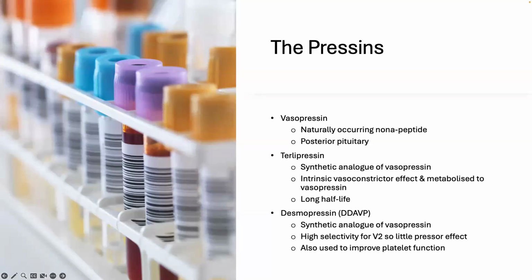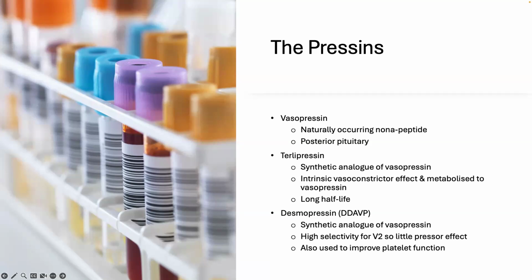So just a reminder about the pressins. So vasopressin is a naturally occurring peptide and is produced in the posterior pituitary. Terlipressin is a synthetic analog of vasopressin. I don't know if you've got terlipressin. You've got terlipressin available.